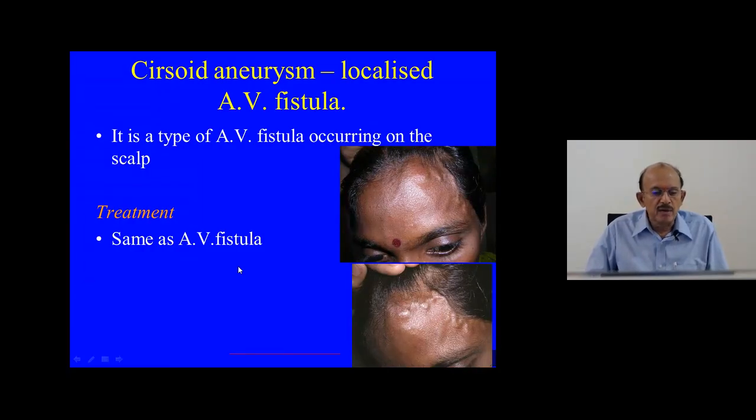The best treatment for AV fistula is therapeutic embolization. Very good, Manogya. You are right. It is therapeutic embolization. So you can embolize the feeding arteries, then automatically the whole veins which were engorged, they collapse.